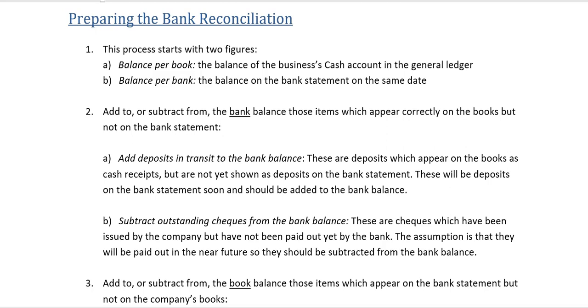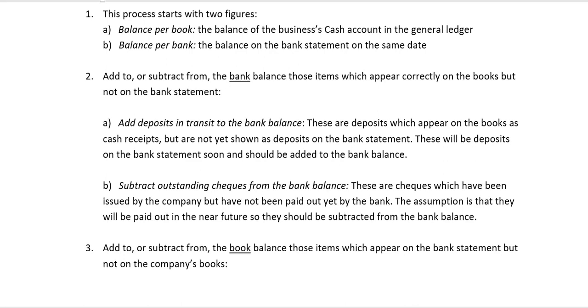So first we deal with the bank side. Add to or subtract from the bank balance those items which appear correctly on the books but not on the bank statement. So we add deposits in transit to the bank balance, and we subtract outstanding checks from the bank balance. So the assumptions are, with deposits in transit, the bank will process them in the near future, and with checks, it's also a timing difference. In the near future, hopefully, the payee will go to the bank and deposit their checks.